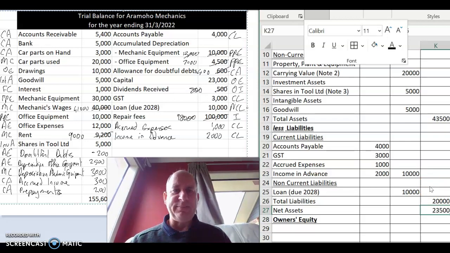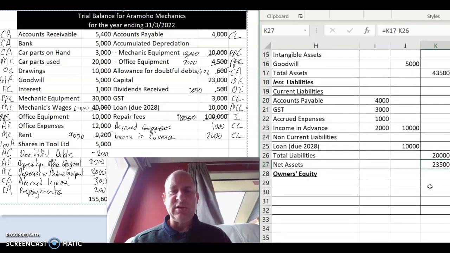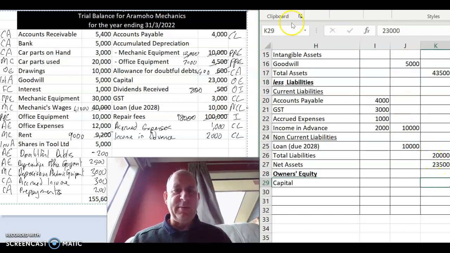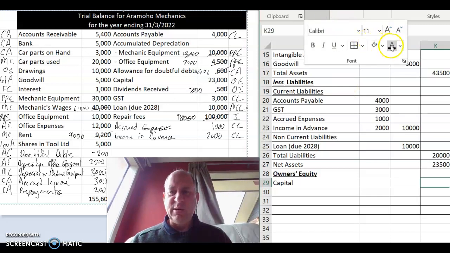We're down to the bottom part. The bottom part is the owner's equity. So what do we start with in this? Find the OE on the left-hand side. Okay, so we're going to start off with capital. And this is our opening capital. Our opening capital is given to us in the trial balance there. Because it's a key figure, we're going to put it in the third column.